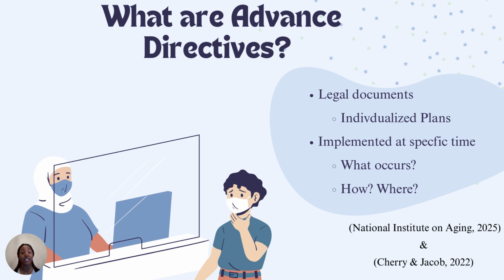How can they get this document? They can get it from the healthcare facility they're in. Also, they can get it from their state attorney general. Also, they can go to an agency that can help them with the documentation.